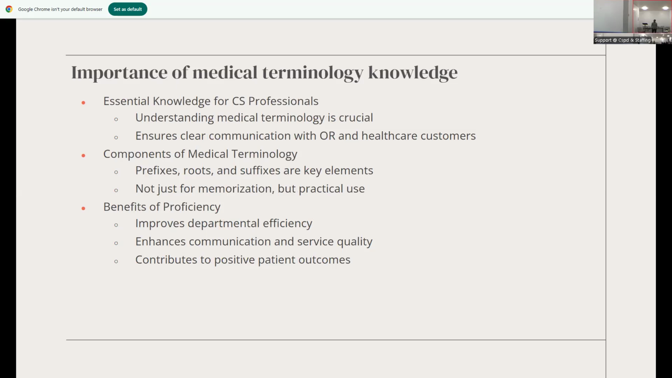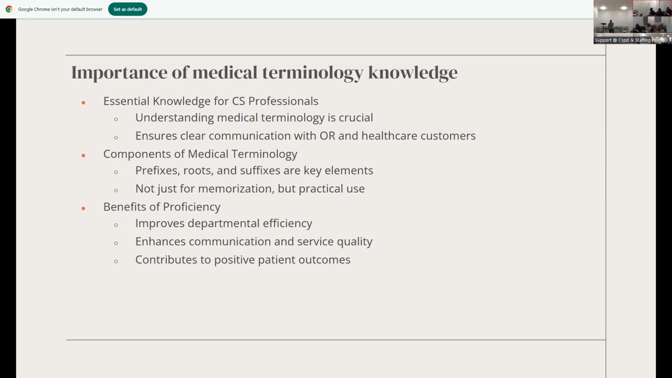Importance of medical terminology. It makes the work easy if you understand the terminology. The way Fatima understands it now, if she sees the surgery, she knows what to do, and she can help her friends to do it. Understanding medical terminology is crucial. It ensures clear communication with the OR, and it makes it easier for you to prepare what you need.